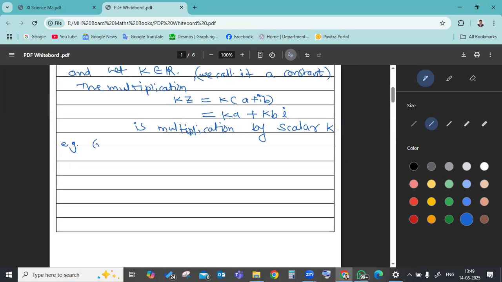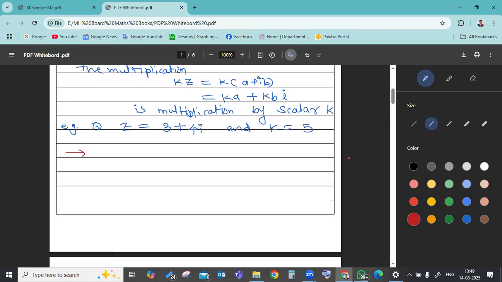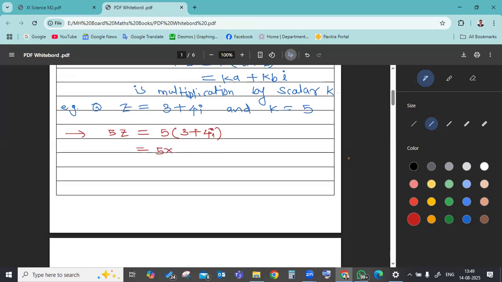Okay. So let's take an example where Z is equal to say 3 plus 4i, right? And K is equal to say 5, right? Then 5Z will give us what? 5 multiplied by 3 plus 4i. Is it clear? So this gives us 5 into 3, plus 5 into 4 into i. So this results in 15 plus 20i. Got it? 15 plus 20i.